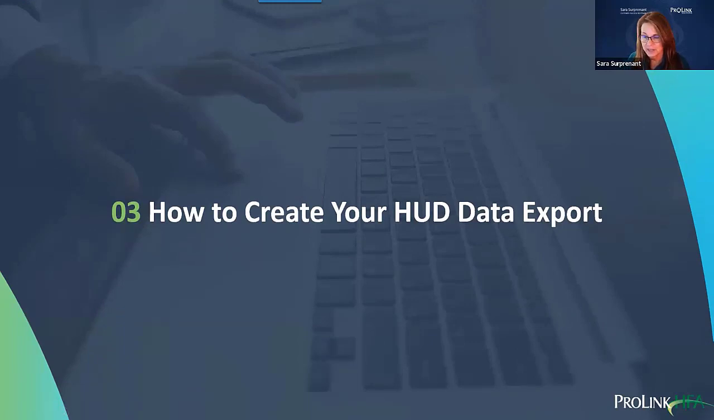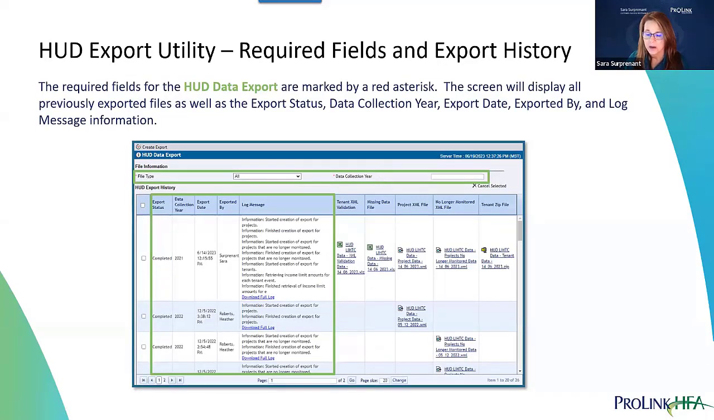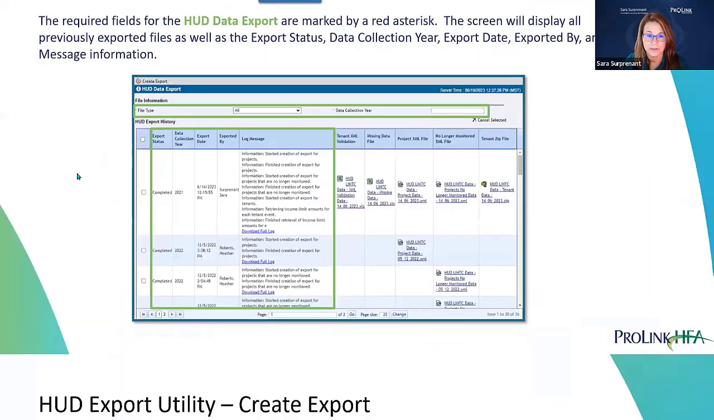How to create your HUD data export. And I think this is specific to what Patty was asking. So we've talked about where the data lives, where to find it, how to find out if it's populated. And so the next step is to actually go into the HUD data export. And when you go into that screen, it's going to have your red asterisk telling you that you have to enter this information in order to generate your export.